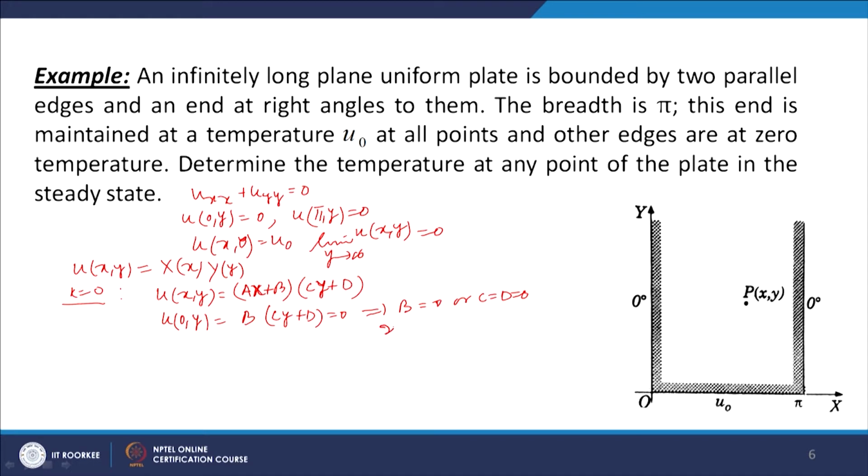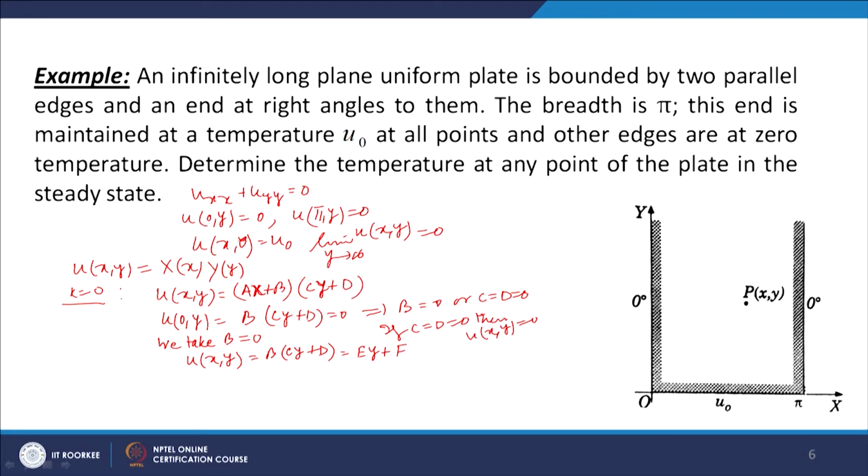If c is equal to d equal to 0, then c y plus d will be equal to 0, so u(x, y) will be 0 for all x and y. So, this is not possible. So, we take b equal to 0, and then u(x, y) becomes b times (c y plus d). I can write bc as a new constant, so I can write it as e y plus f. Now, we are given another condition.